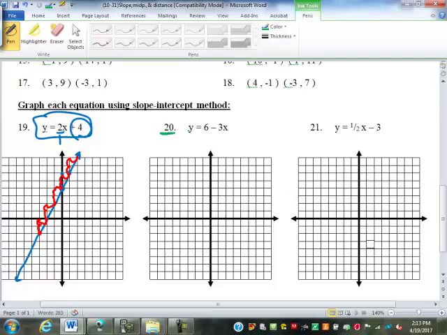So over here, y equals 6 minus 3x. Where do we start? Positive 6. That's right here. From there, what do we do? Go down 3 over 1. Perfect. We make that negative 3 as a negative 3 over 1. And we go down 3 over 1. And there's my second point. Again, I could keep going down 3 over 1. Gives me another point. Down 3 over 1. My line goes through those points.